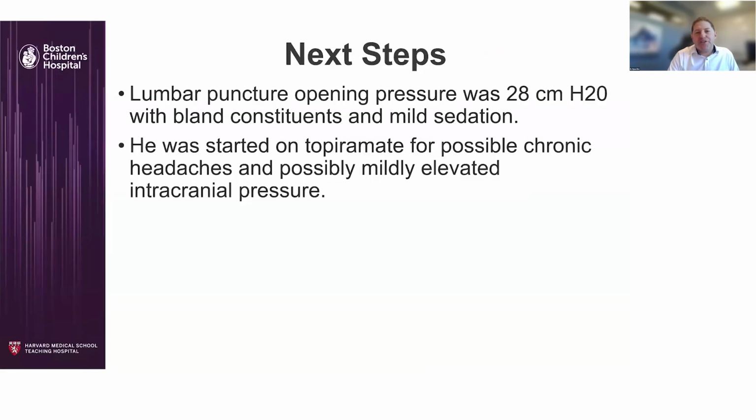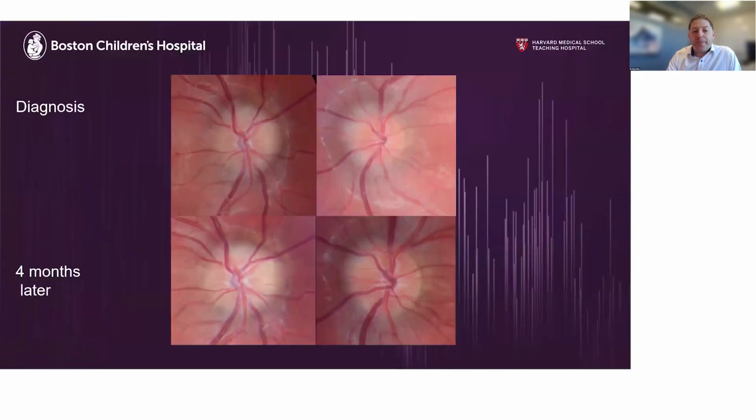So next steps for our patient. He was having headaches. He was having some concerning signs or symptoms. He actually went ahead and had a lumbar puncture. His opening pressure was 28, which is borderline in a child with normal body habitus under sedation. But we decided that we would start him on topiramate because he has possibly chronic headaches, maybe some mildly elevated intracranial pressure. This should take care of both of those issues.